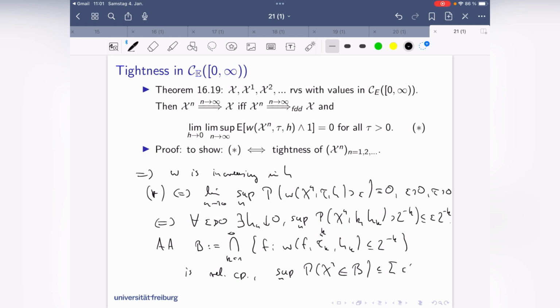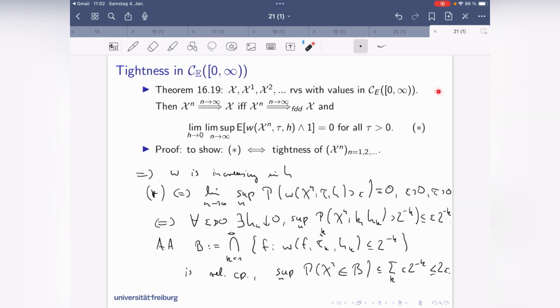Sum epsilon 2 to the minus k, and the sum is, well, I'm summing over all k here, so that's essentially less than 2 epsilon, which means I've shown that the probability that all xn's are in this relatively compact set B is at most 2 epsilon. And I've shown that the xn's are tight.